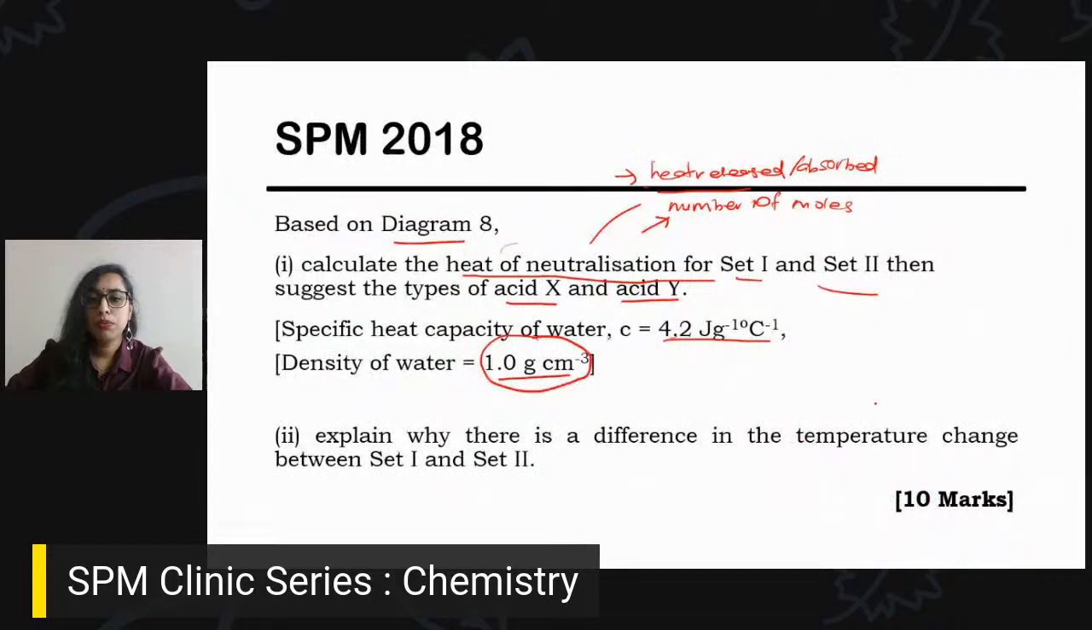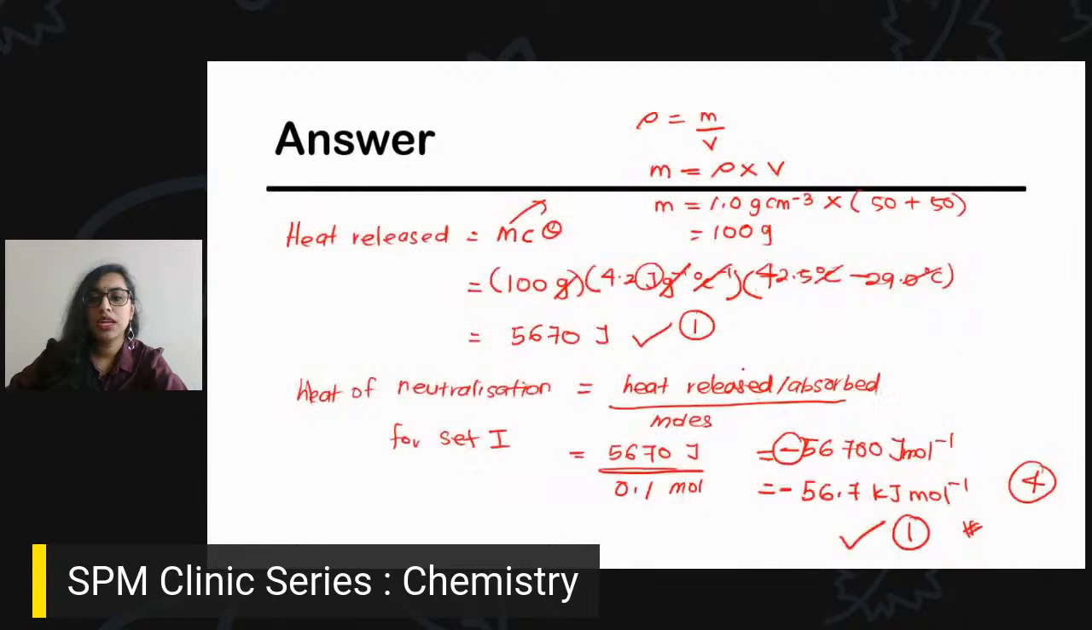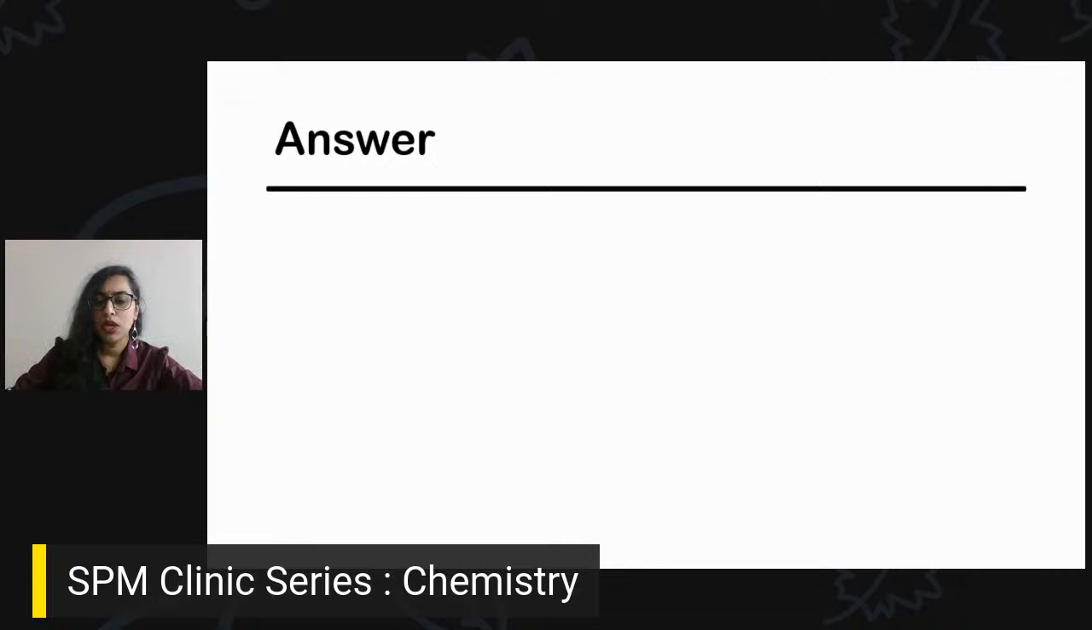The total marks for this entire question, for 1 and 2, is 10 marks. So they allocated 2 marks for the second question and 8 marks for the first question. So let's look into another 4 marks. What do we have to do? We have calculated for set 1. Now we're going to look into set 2. Just now we calculated for set 1, now set 2.